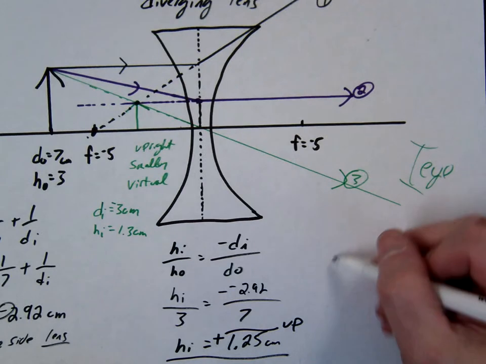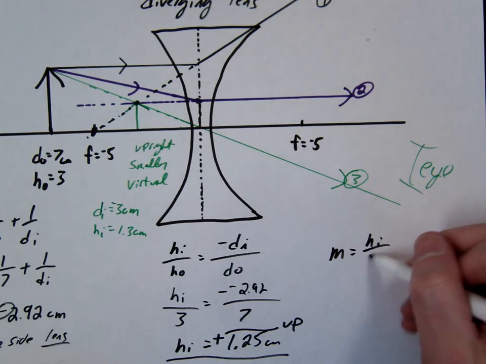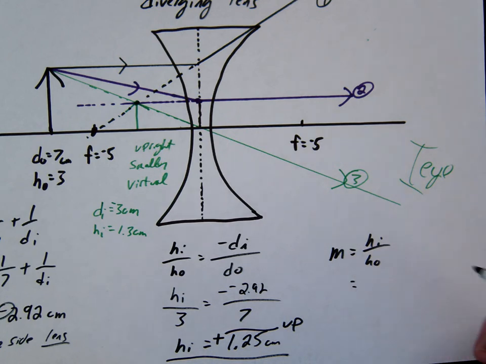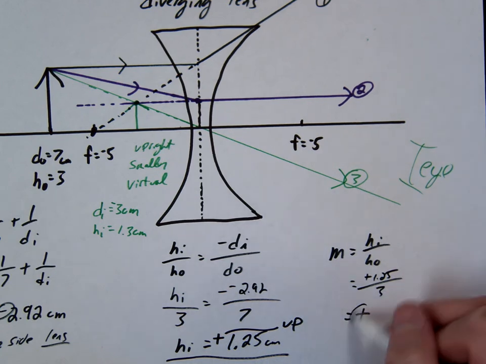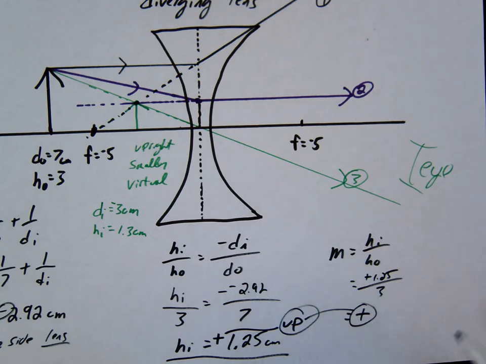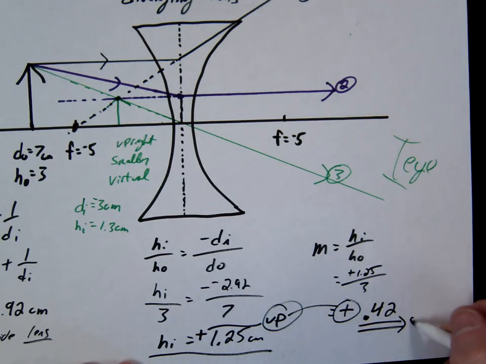And lastly, let's get M. HI over HO. Positive 1.25 divided by 3 gives us a positive magnification. That means upright. And what's the actual number? And what's the meaning of 0.42? Okay, 42% smaller, exactly. Okay, any questions?